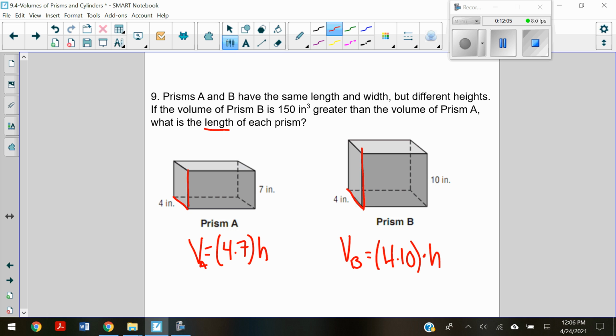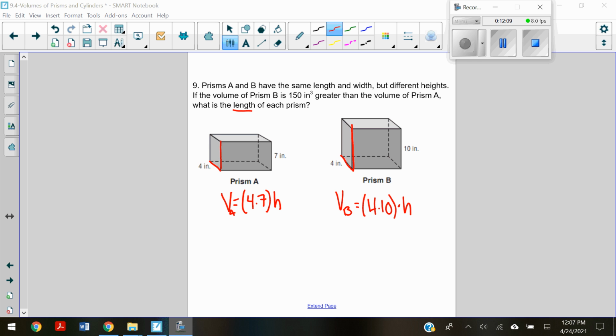I actually think I need a little bit more space to do this. Just give me a moment. Okay, magic, more space. So it says that if the volume of prism B is 150 inches greater than the volume of prism A. So the volume of prism B is 150 inches greater than the volume for prism A.